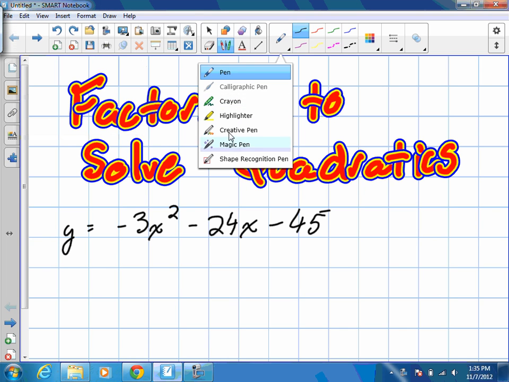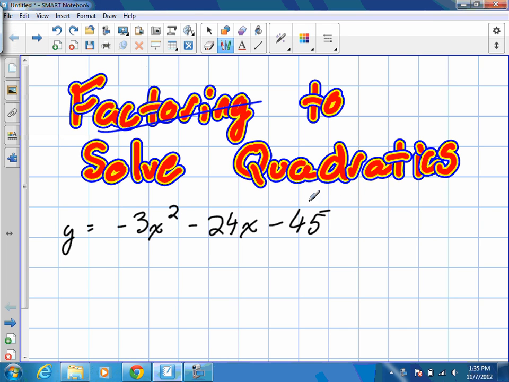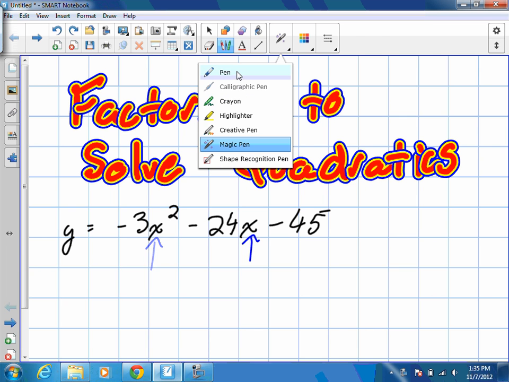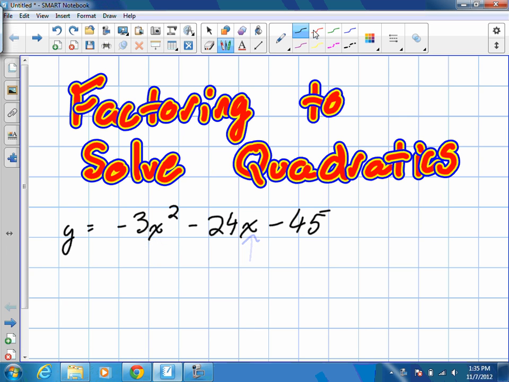So, we're going to be factoring to solve quadratics. What we mean by solving quadratics is we're going to isolate to find possible answers for x. So, first off, we're going to be setting our y variable equal to 0.